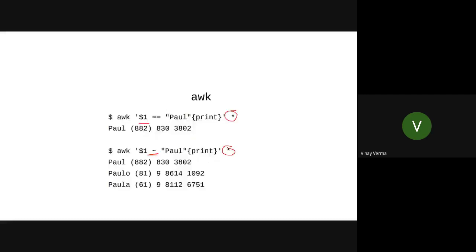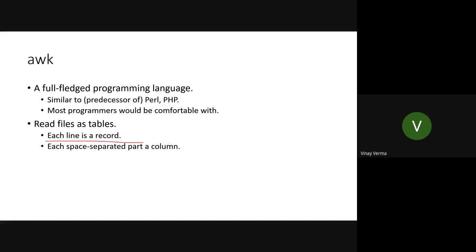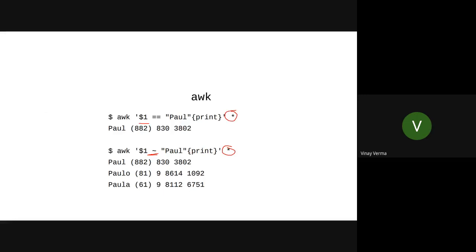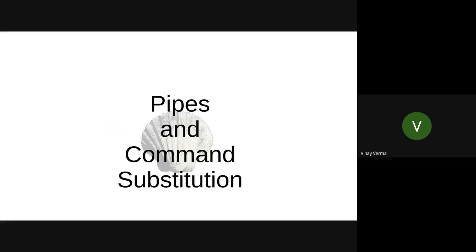So awk is clear, right? Basically in awk, each line is a record, and each space-separated part is a column. You have to read a little more about awk and practice more questions, but the basic thing is this much: if you use double equal to sign, then it will match the exact thing only. And if you use the tilde symbol, then it will match things near to that. So that's it. Then we have pipes and command substitution.